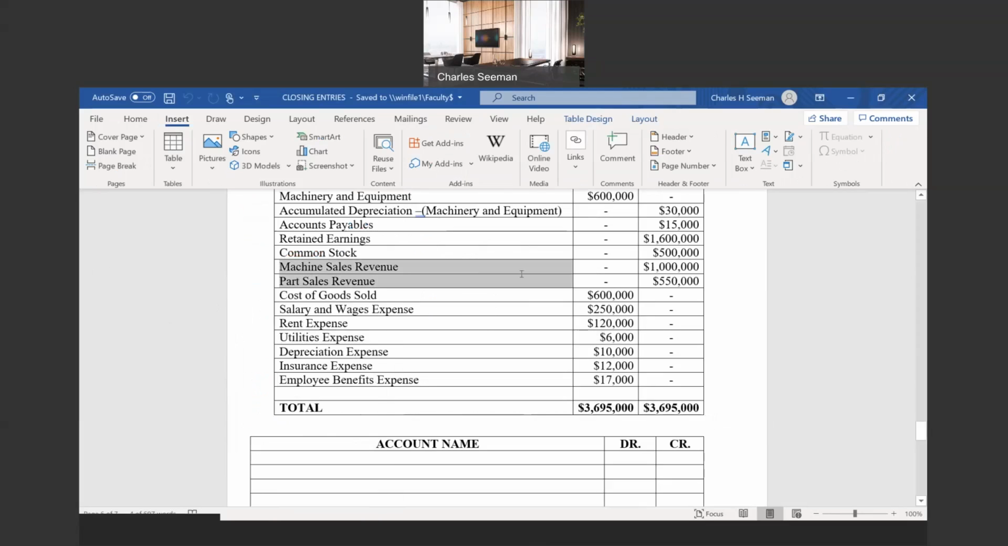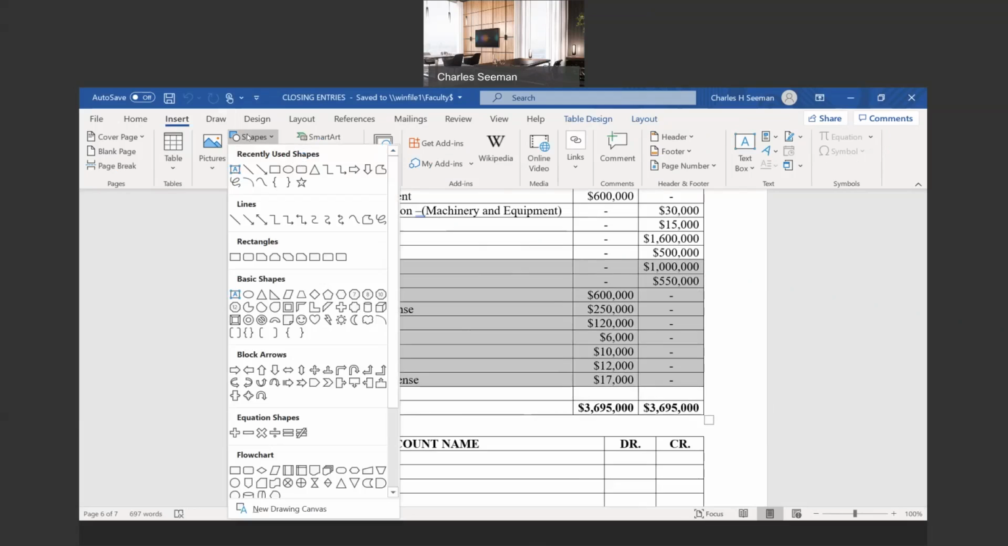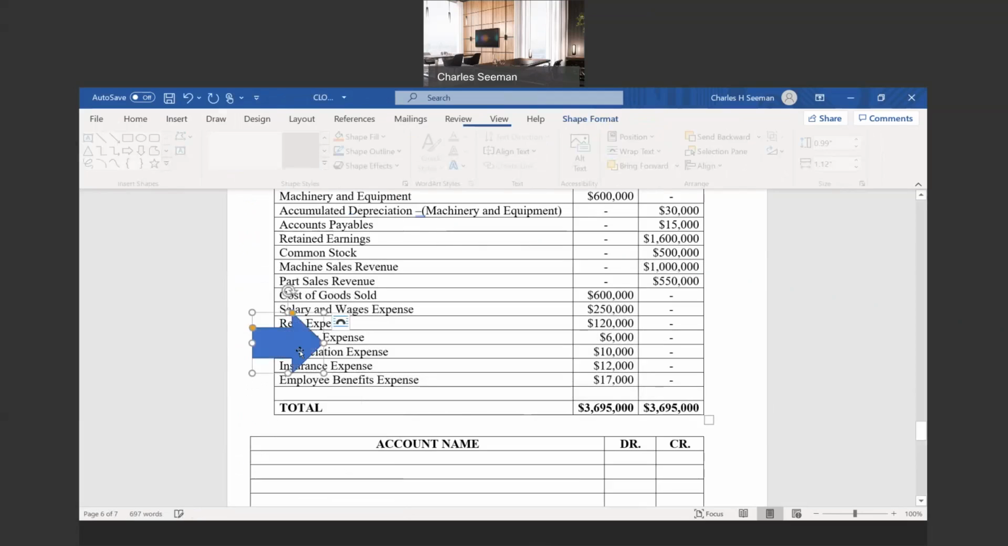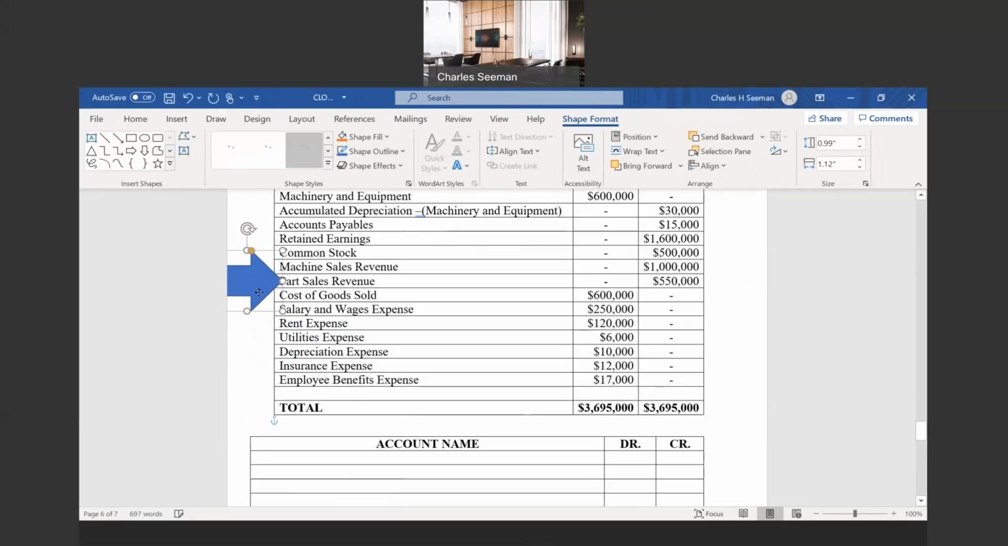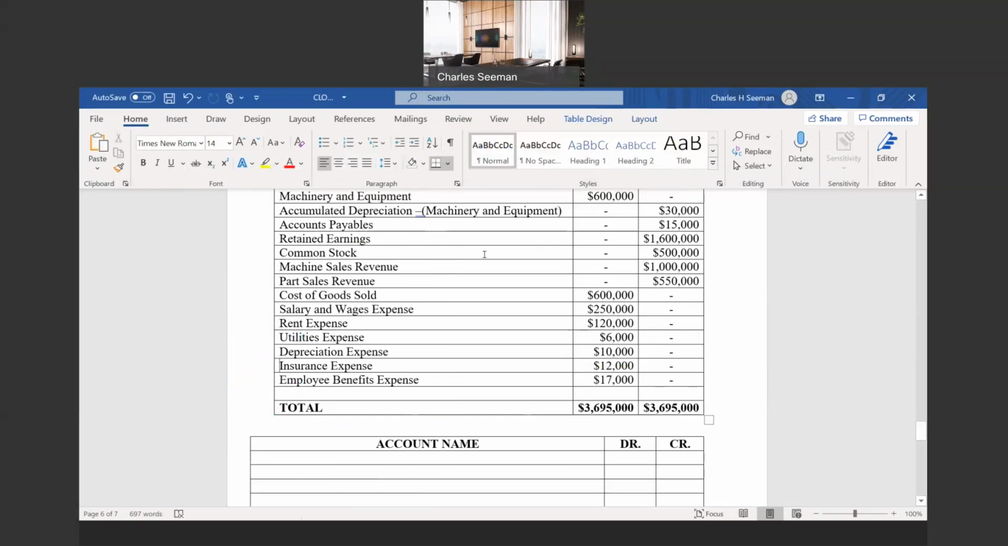So we're taking these accounts right here from revenue on down: machine sales revenue, part sales revenue, cost of goods sold, salary and wages expense, rent expense, utility expense, depreciation expense, insurance expense, and employee benefits expense. These are the accounts that are affected when you close the books. Again, you're zeroing out all the revenue accounts and all the expense accounts.